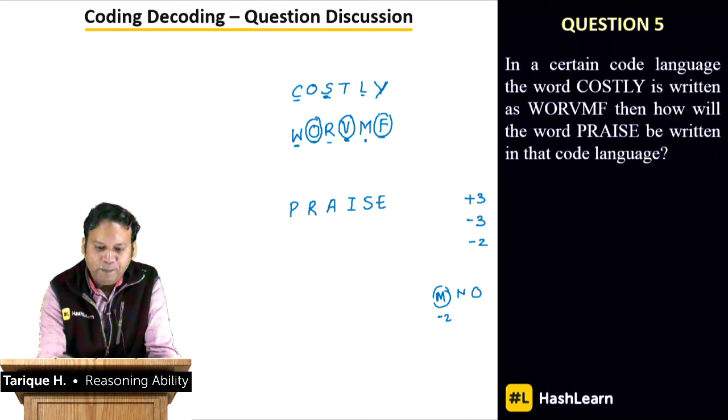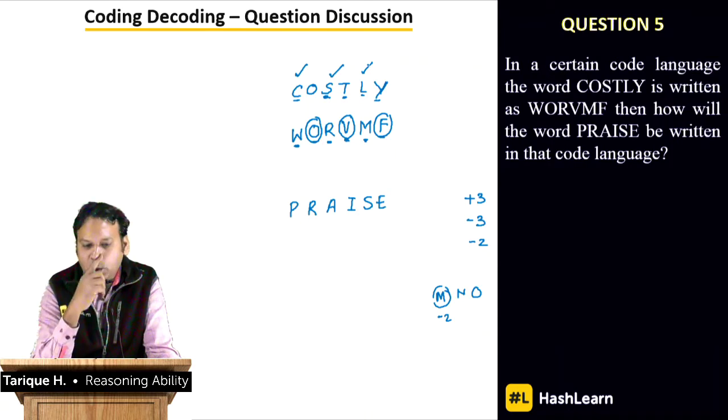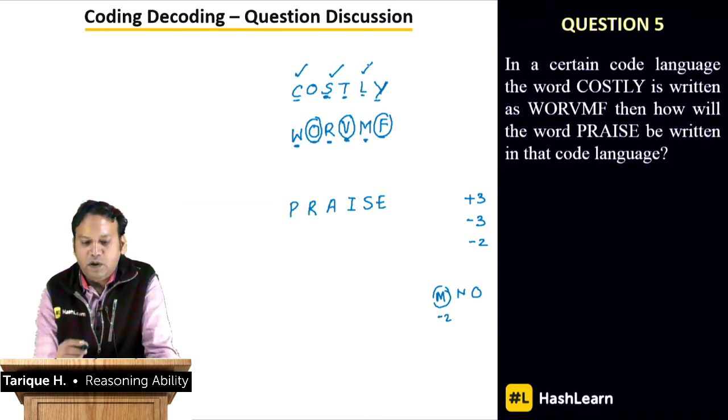And if you look at O, minus 2 gives you M, and if you look at T, minus 2 gives you R, and Y, minus 2 gives you W. So 3 letters are linked with S, C, S, and L, and 3 letters with O, T, and Y. So what is the logic here?